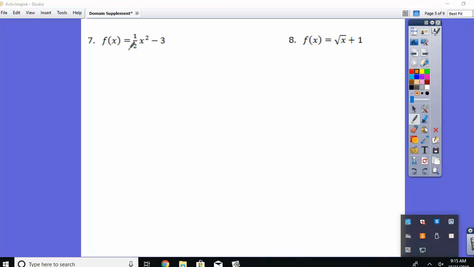It has a fraction. In a fraction, you know the denominator can't be 0. Can 2 equal 0? No. So we've already had one similar to this. So you have the fraction, but it doesn't equal 0. So what does that mean our domain is?